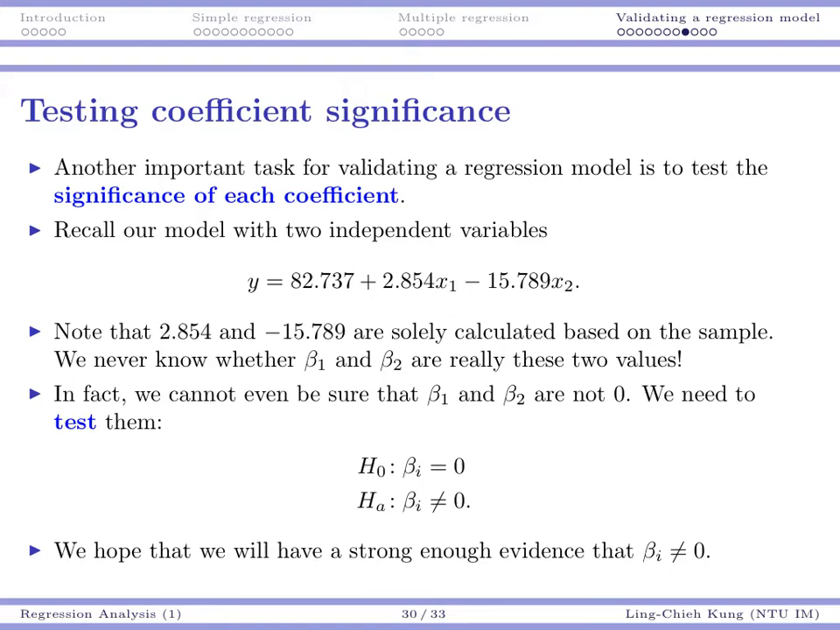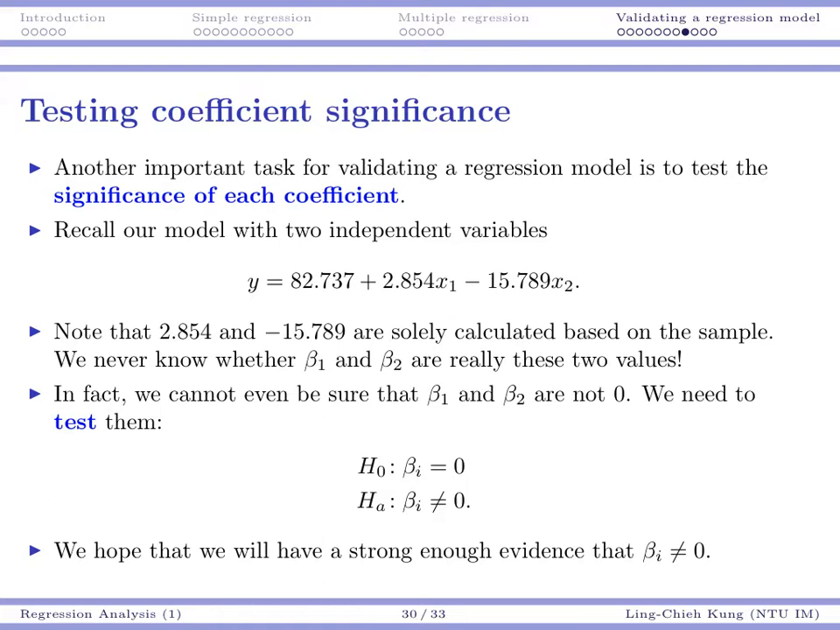Okay, so now is our last topic. We have a lot of clues telling us that that bedroom variable is really something bad. So that somehow motivates us to ask, is there a way to really test whether one variable is really meaningful in explaining or predicting that dependent variable?